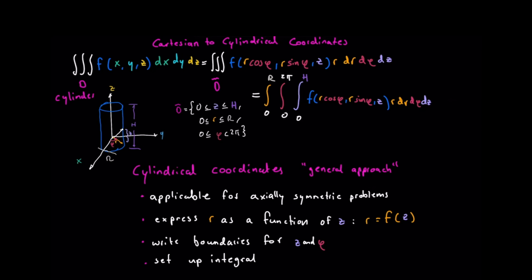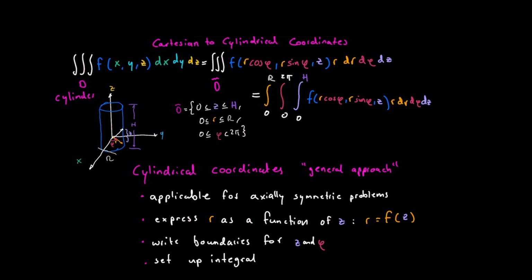Good morning, champs. In a previous video, we explored how to transform a triple integral from Cartesian coordinates into cylindrical coordinates. Specifically, we focused on boundaries for a cylinder, but here's the catch. Cylindrical coordinates aren't just for cylinders. They work for any shape with axial symmetry. In this video, we'll dive into some examples to see their versatility.